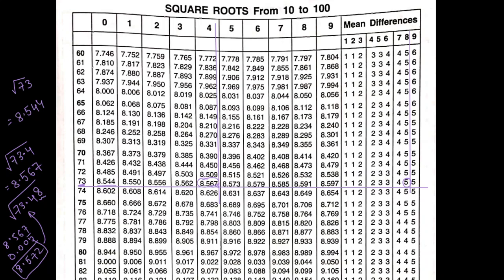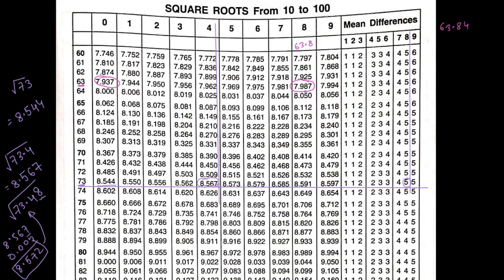It's quite easy finding the square root of whole numbers or integer values. It's just the value right next to the number. Suppose I'm talking about 63. The square root of 63 will be 7.937. If I want 63.8, this is 63 here, and 63.8 will be 7.987. This will be the square root of 63.8. And suppose I want to find the value for 63.84.